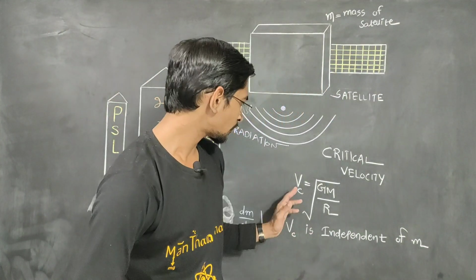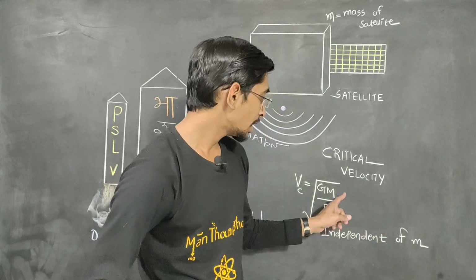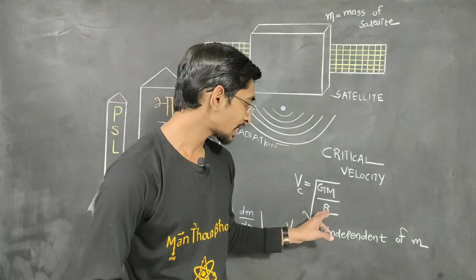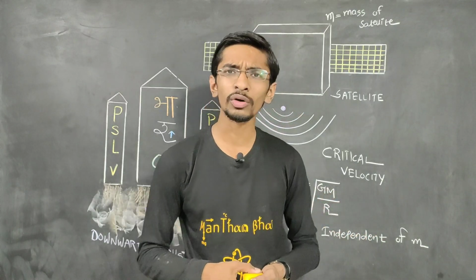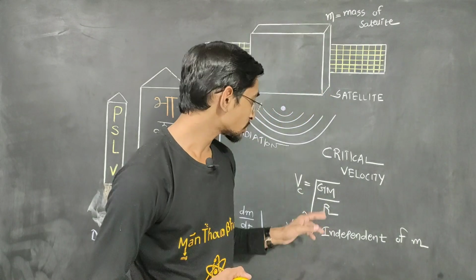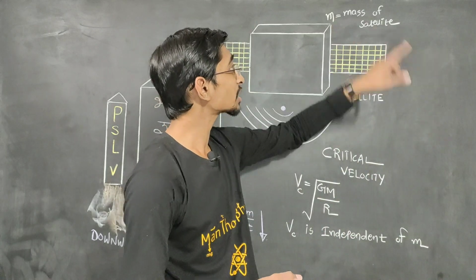So we have a formula of critical velocity: under root of capital G M by R, where capital M is the mass of the planet around which the satellite is revolving, capital R is the radius of the planet, and G is the universal gravitation constant, 6.67 times 10 raised to minus 11 Newton meter square per kg square. So these three quantities are constant for a given planet, but small m is the mass of a satellite.